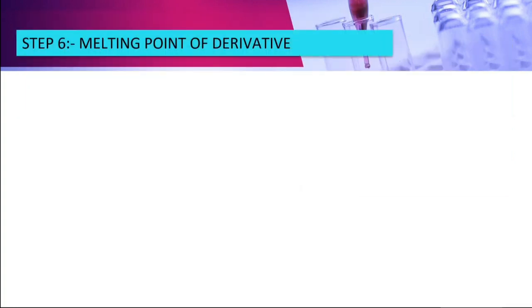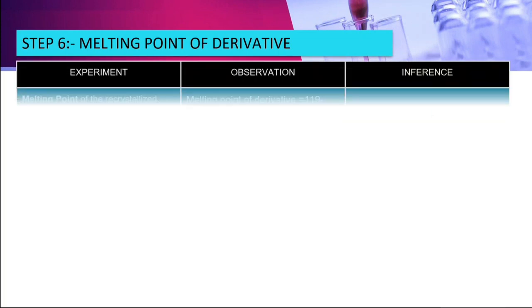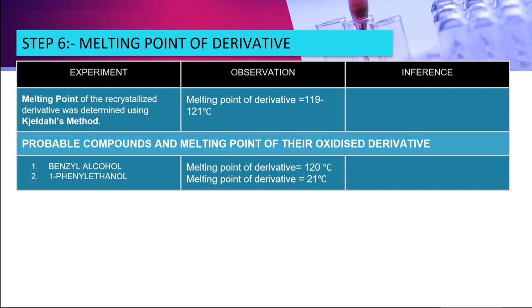The next step is the melting point of the derivative. As the derivative is a solid compound, we measure the melting point. We take the melting point using Thiele's method, and the melting point range was found to be 119 to 121 degrees Celsius.